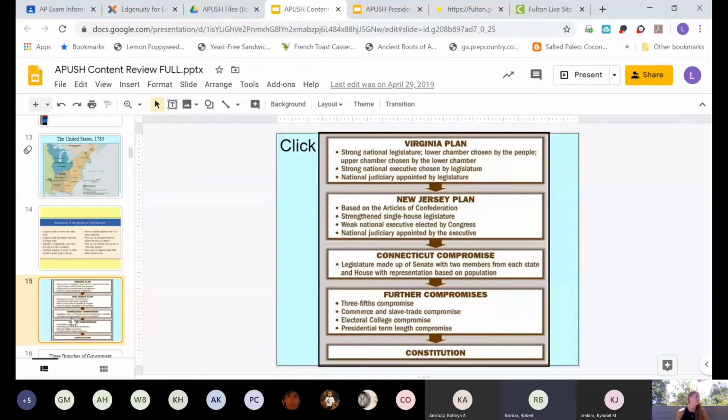And the 2 guys who really called for this meeting in Philadelphia were Alexander Hamilton of New York and James Madison of Virginia. Remember, these guys believe in a stronger central government at this point. Madison's going to be called the father of the Constitution. Many of the ideas that are going to be put in place are going to be Hamilton's ideas.